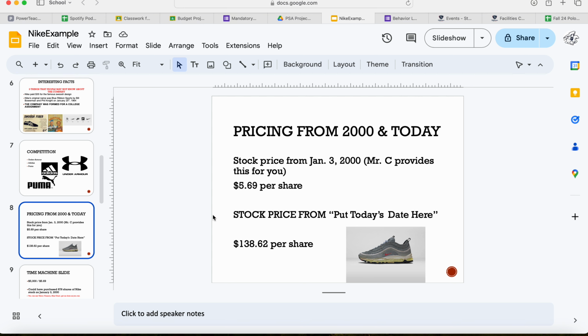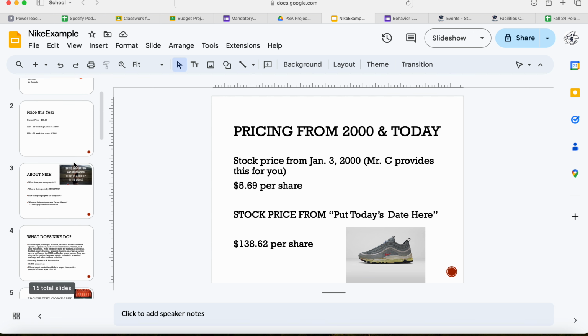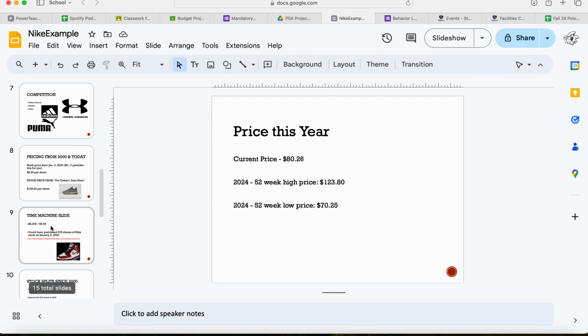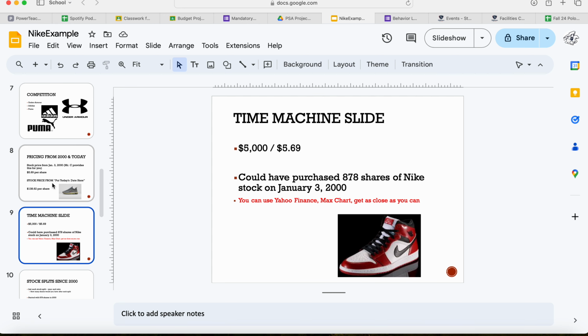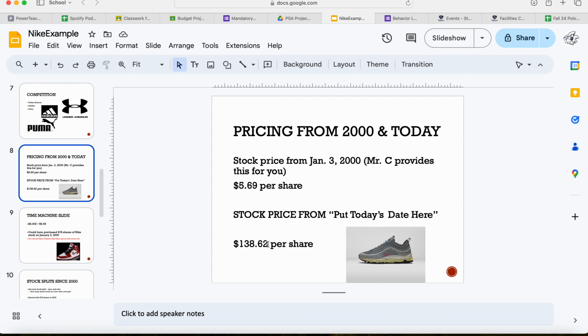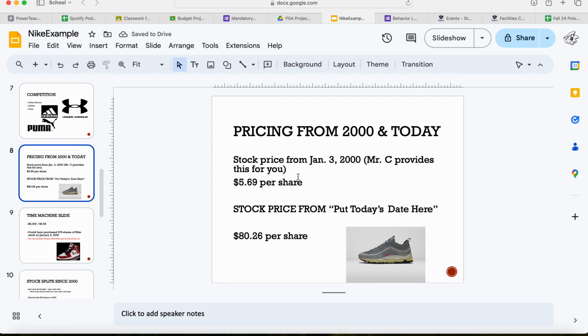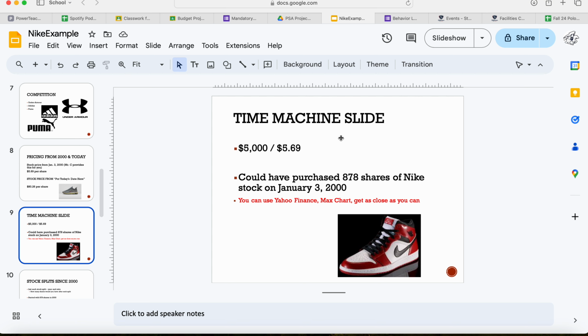And then stock price from today, which should actually be updated to what we had for price this year. Current price 80.26. So Nike is down a little bit this year. So 80.26. That's what I should put right here. Boom. Should match up. Not to be misleading. Okay, so back in 2000 it was $5.69 per share. Now it's $80.26 per share. So let's go back in the time machine like we're Marty McFly. We're going to give you $5,000. You can invest back in the year 2000 or whenever your company IPO'd.